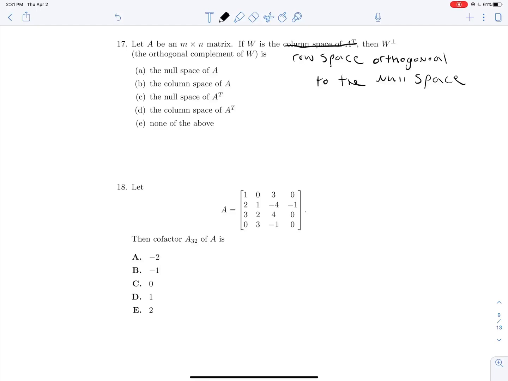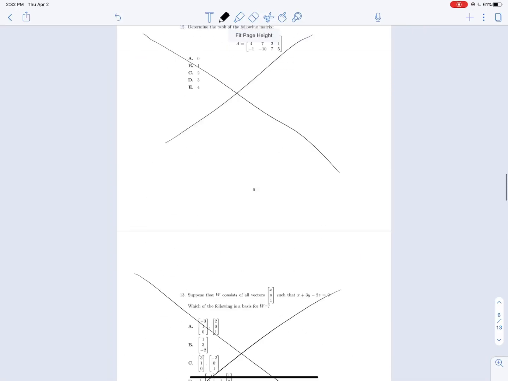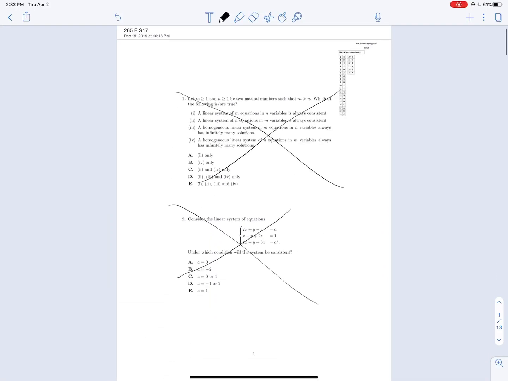At this point in the curriculum, it's April 2nd, we haven't learned exactly the phrase orthogonal complement, but what we do know is this fact right here, that the row space is orthogonal to the null space, and because the column space of A transpose just is the row space, then it's pretty fair to say that the answer to this will be the null space of A. So 17 is A.